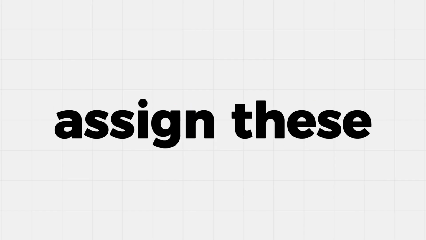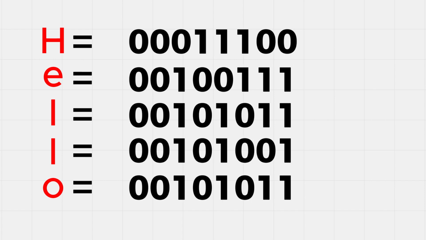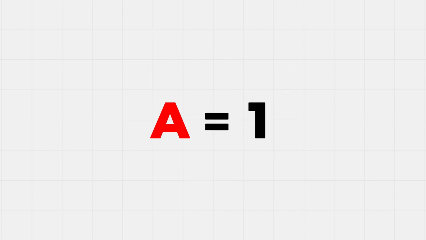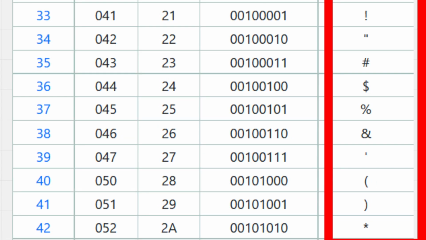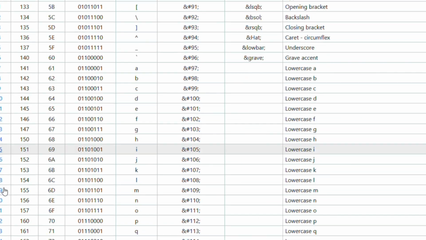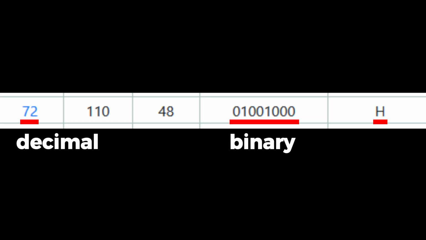Well, it turns out to actually get numbers from binary, we gotta assign these letters to unique binary digits. Realistically, A could be 1. Like, it doesn't really matter as long as other people know the system, right? And that's where ASCII comes in. It assigns every letter, number, and symbol a unique binary code. For example, the letter H is assigned this binary digit, or the number 72.